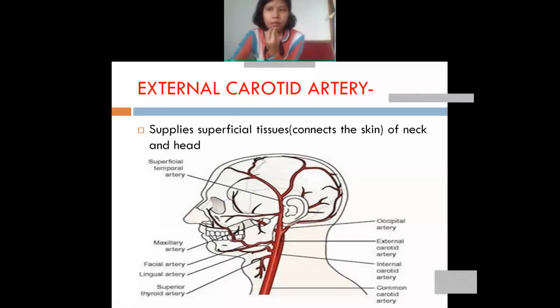So this external carotid artery will go and supply blood to where? To your neck and your head, on the superficial side. That means nearby the skin. Understand? It will go and supply blood to the neck and your head. That is the external carotid artery. Is it clear?